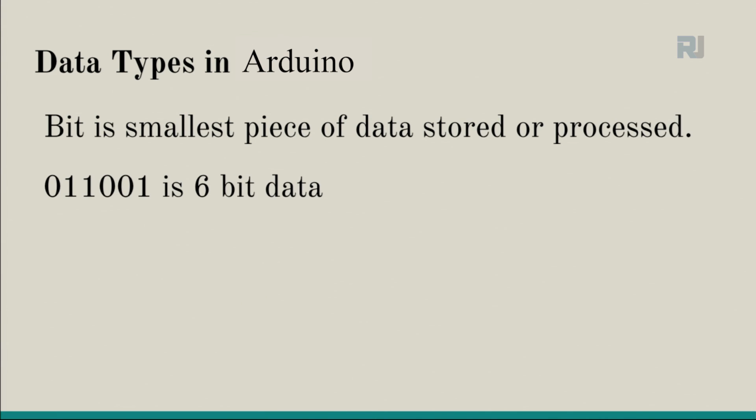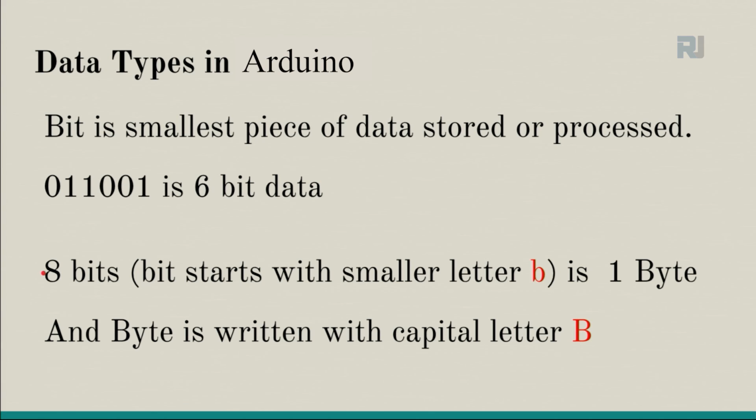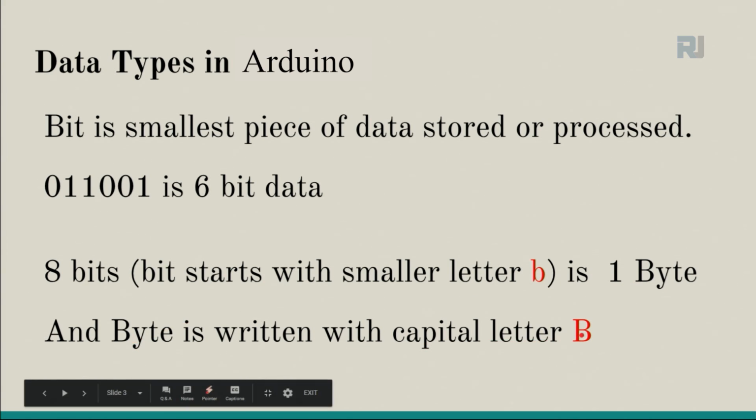And to understand that, let's start with a bit. Bit is the smallest piece of data stored and processed. For example, 011001 is a 6-bit data. 8 bits, where bit is written with a small b, is 1 byte. And a byte is written with a capital B. So remember these two, that 1 byte is 8 bits.